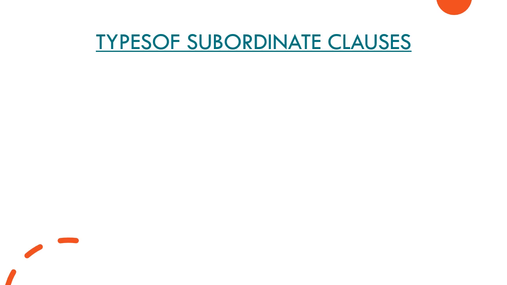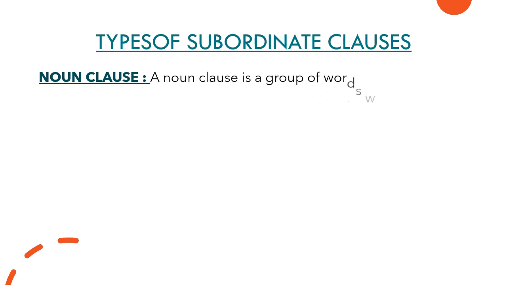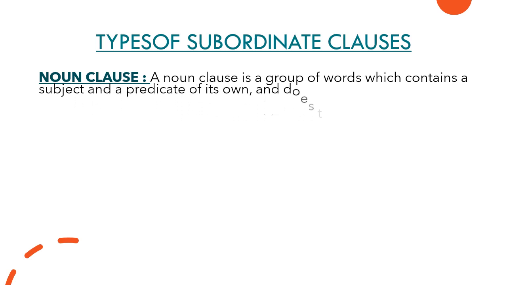So next topic is types of subordinate clauses. Now there are three types of subordinate clauses which are dependent on the main clause. So we'll quickly read about them. Noun clause. A noun clause is a group of words which contains a subject and a predicate of its own and does the work of a noun.